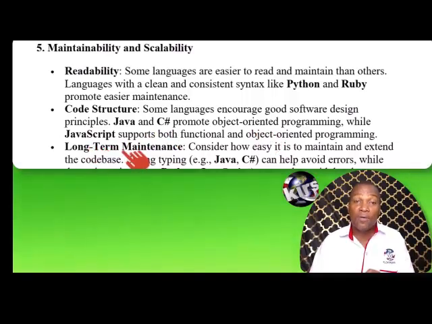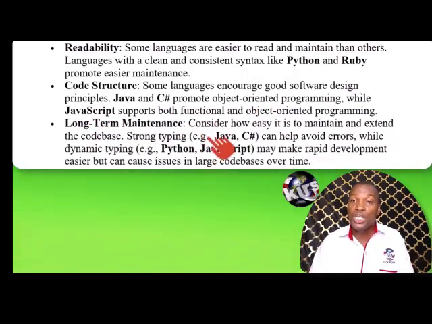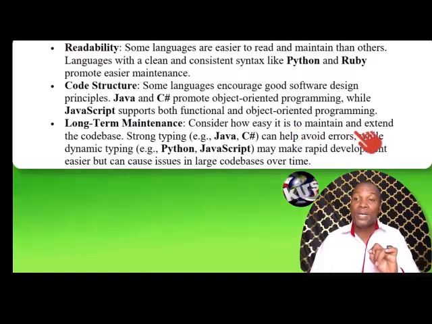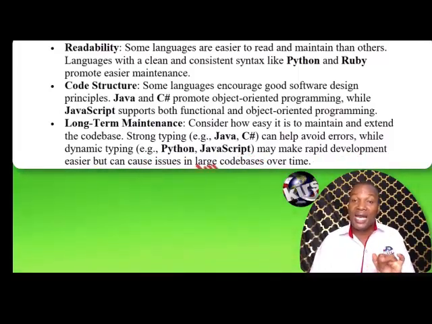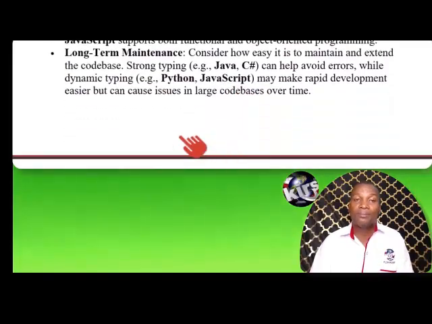Then there is the issue of long-term maintenance. Consider how easy it is to maintain and extend the code base. Strong typing in Java and C# can help avoid errors, while dynamic typing in Python and JavaScript may make rapid development easier, but can cause issues in a large code base over time.